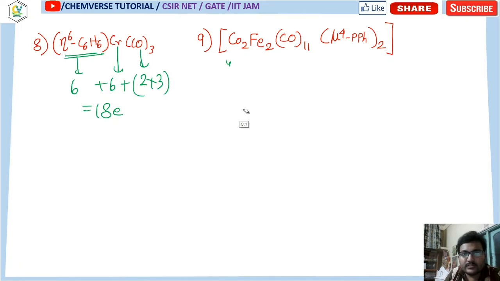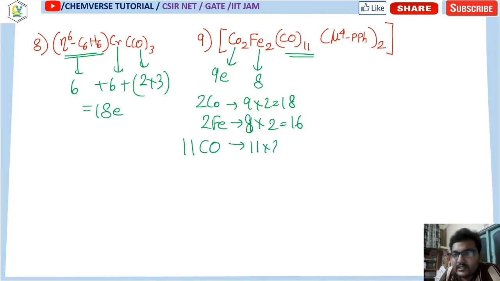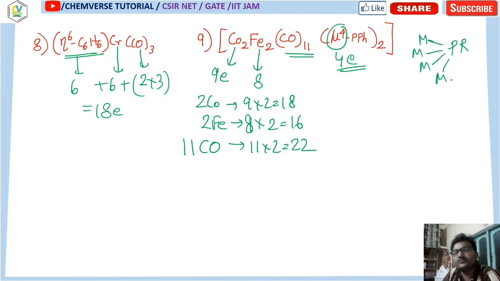Now next question. Look at this. This is cobalt. Cobalt is a 9 electron donor, 9 valence electrons, and iron has 8 valence electrons. There are 2 cobalt, so 9 into 2, 18. There are 2 iron, contributing 8 into 2, 16. Now 11 CO, each CO contributing 2 electrons, so 11 into 2, 22. Now mu4 means 4 electrons. We have already seen that. This PR, when there are 4 metal centers, is a 4 electron donor.